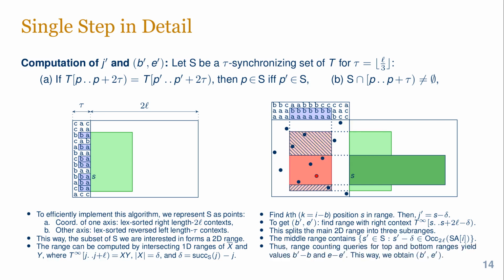Thus, to compute the boundaries of the refined range, it suffices to count points in the top and bottom ranges. More precisely, this way we obtain the values B' minus B and E minus E'. From that we easily obtain B' and E', since the values B and E are known.